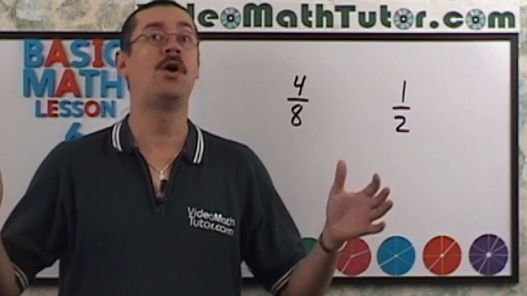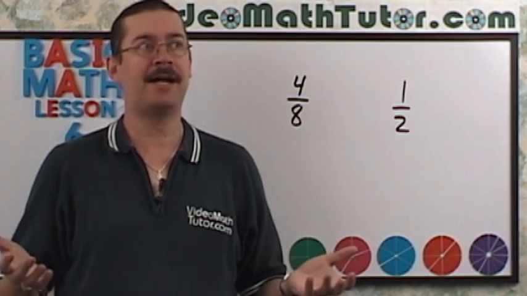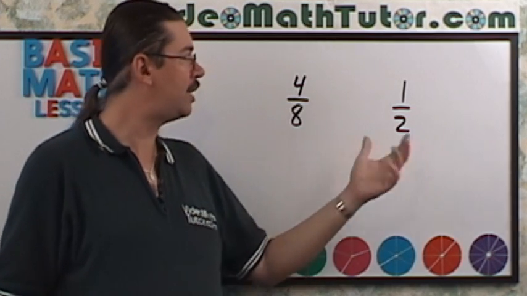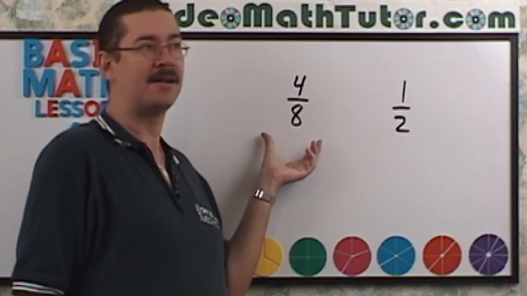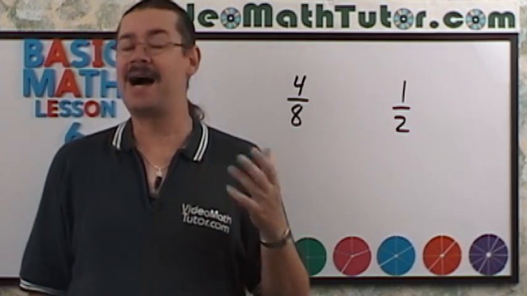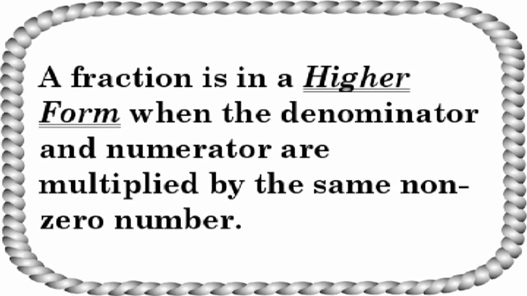Now we've learned how to reduce a fraction, to write it in lowest terms. Well, what if I actually want the opposite? I want to actually change a half into something like this, into 4/8. 4/8 is considered a higher form of a half. A fraction is in a higher form when the denominator and numerator are multiplied by the same non-zero number.